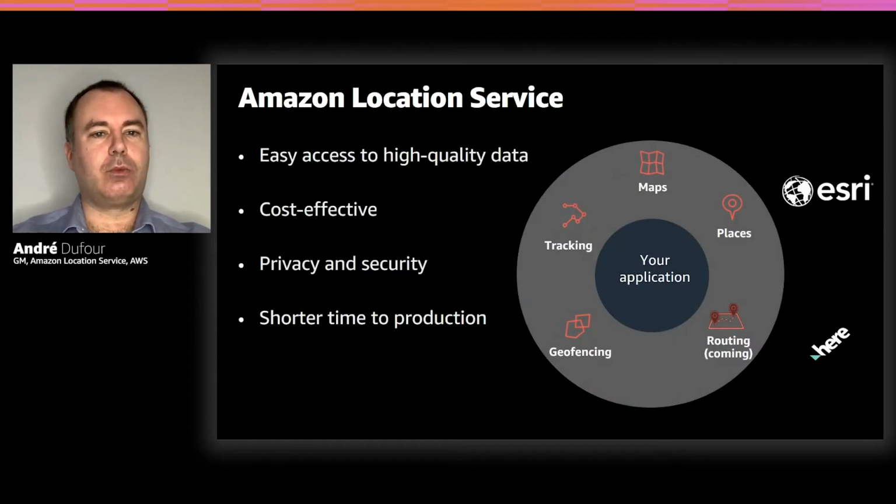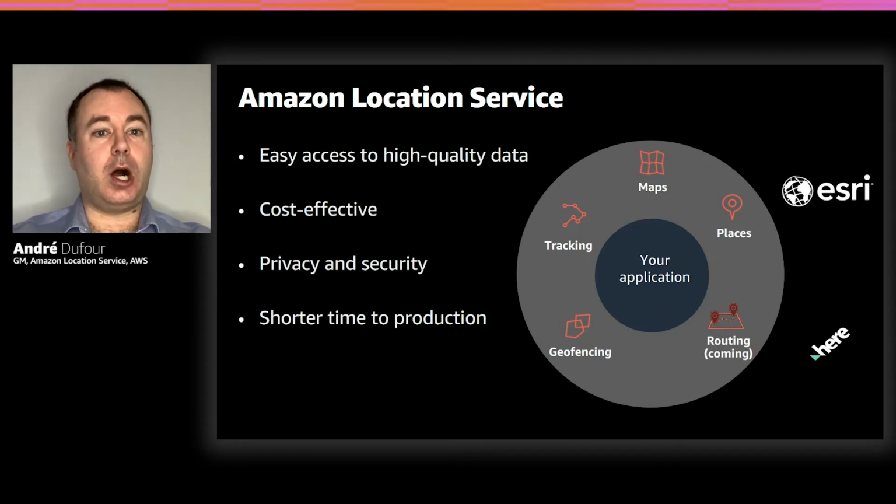We wanted to make it really easy for our customers to access high quality data. And we have done that by partnering with experts in the field. We're launching with 2 of our trusted partners, Esri and Here, and we enable you to gain access to their location-based services information through Amazon Location Service using a consistent API. And I'll tell you a little bit more about this in a moment.